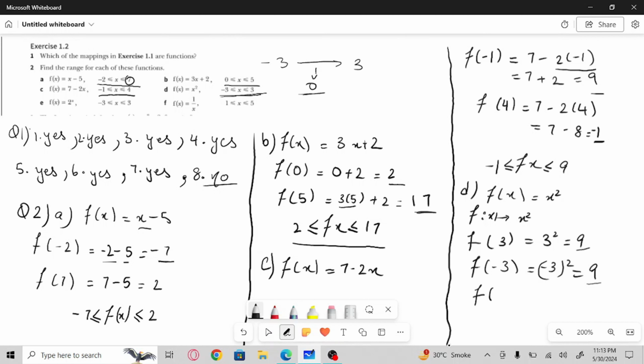So again, if we input the value 0 instead of x, we get the answer 0 squared, which is equal to 0. So now if we see, the minimum value we get here is 0, and again, the highest value we are getting is 9. So we are going to say the function of x is greater than or equal to 0 but is lesser than or equal to 9. Okay, let me erase.